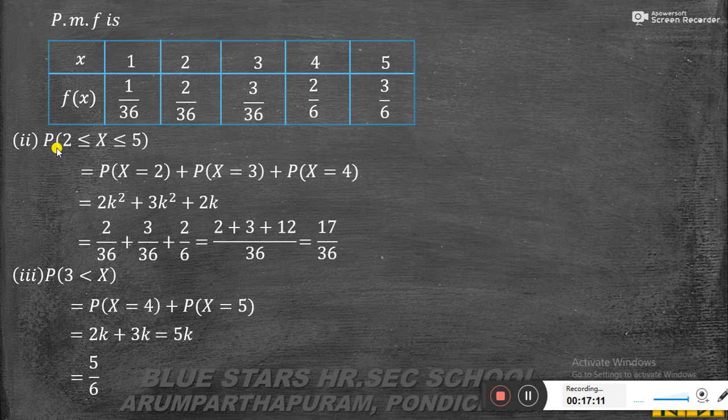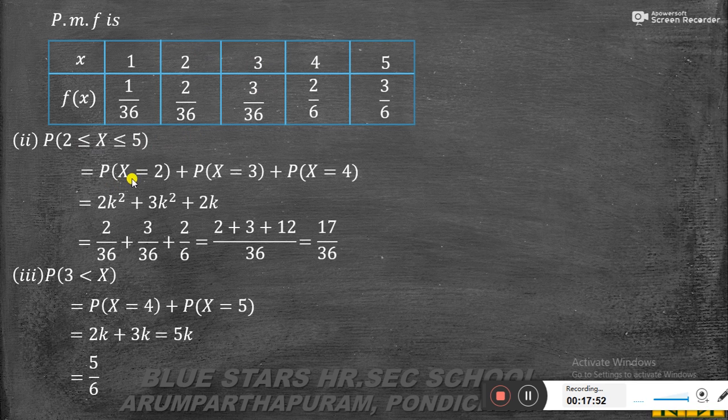Next is the second subdivision, the probability of 2 less than or equal to x less than 5. Here it is less than 5, not equal to. So the x value is taken from 2, 3, 4, because 2 less than or equal to x, and here less than only, not equal to. So less than 5 means 5 is not included, it is omitted. So we take only x equal to 2, 3, 4. So we write x equal to 2, x equal to 3, x equal to 4.